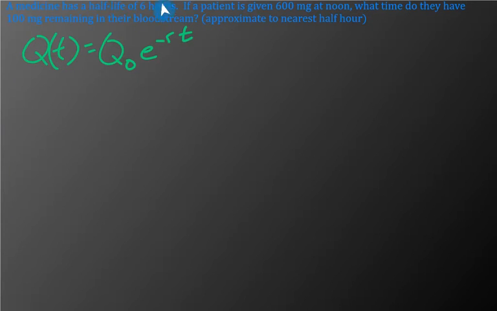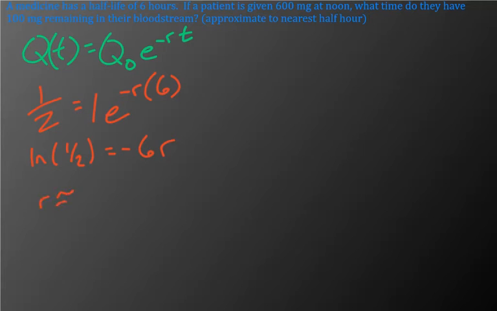You always have to use the half-life somehow in these problems. So it's saying that if you started with 1 milligram of this stuff, it would degrade to a half after 6 hours, right? So you can solve that for the rate. To do that, you take the natural log of both sides, and then you get minus 6r over here. Then divide by negative 6, and r would be approximately 0.1155. And so that is going to become handy for us.